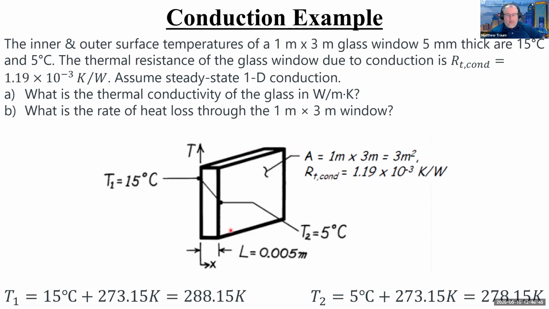This is a drawing. I am really bad at drawing, so I borrowed this from the book, but you can see the geometry. We have this square pane of glass. It's 5 millimeters thick, 0.005 meters thick. On one side, it's 5 Celsius, 278 Kelvin. On the other side, it's 15 Celsius, 288 Kelvin. We're told the area is 3 square meters, and we're given the thermal resistance, not conductivity. We're asked to find the conductivity, and then we're asked to find the rate of heat transfer through this guy. Okay, let's do that.